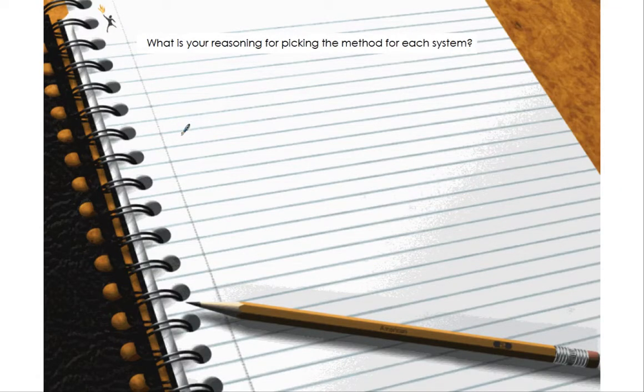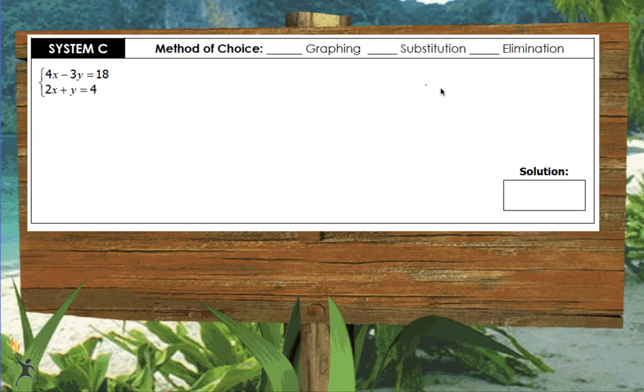Now the last one, well, I'm down to my last method. I know what I'm left with. I've already used substitution. I've already used elimination. So I'm down to graphing. That's going to be my last method. But why do we choose graphing?